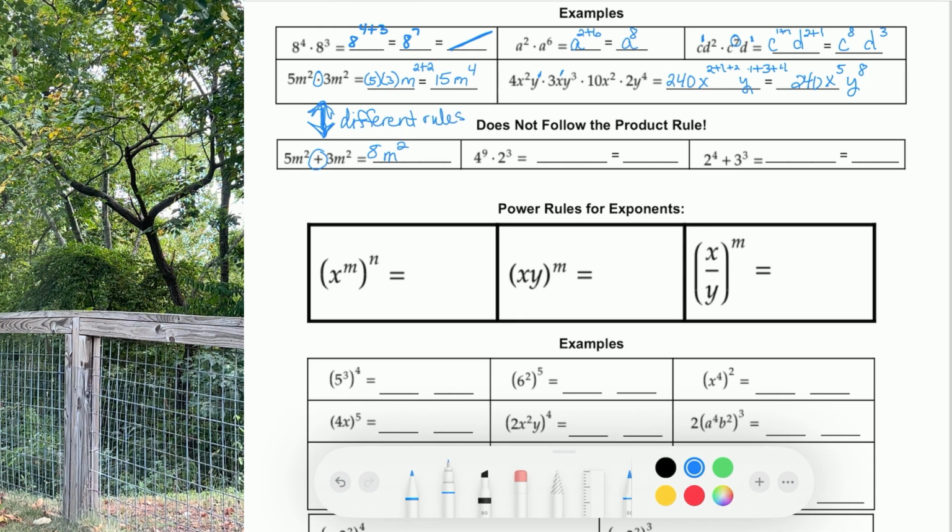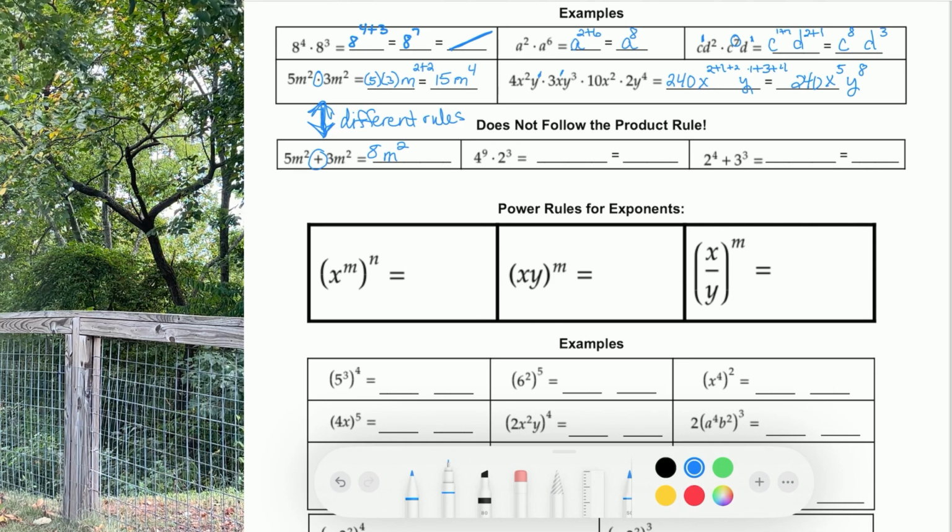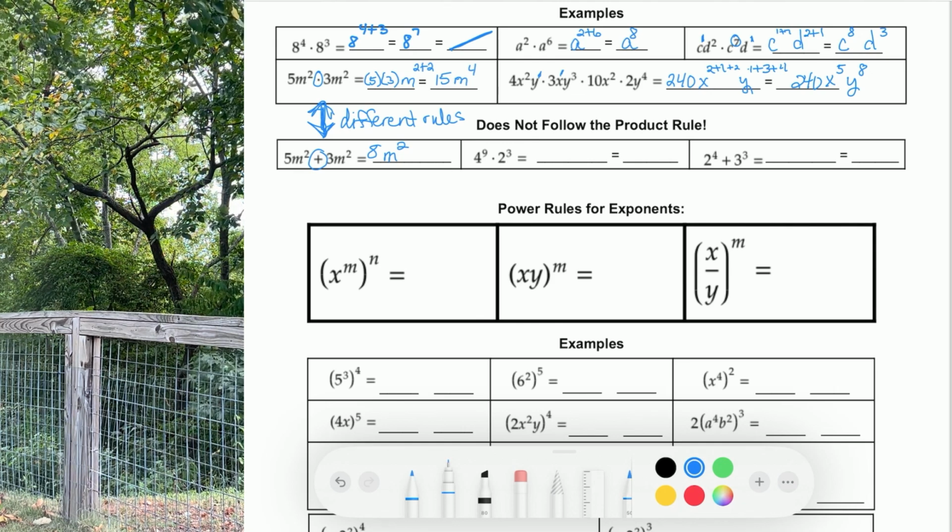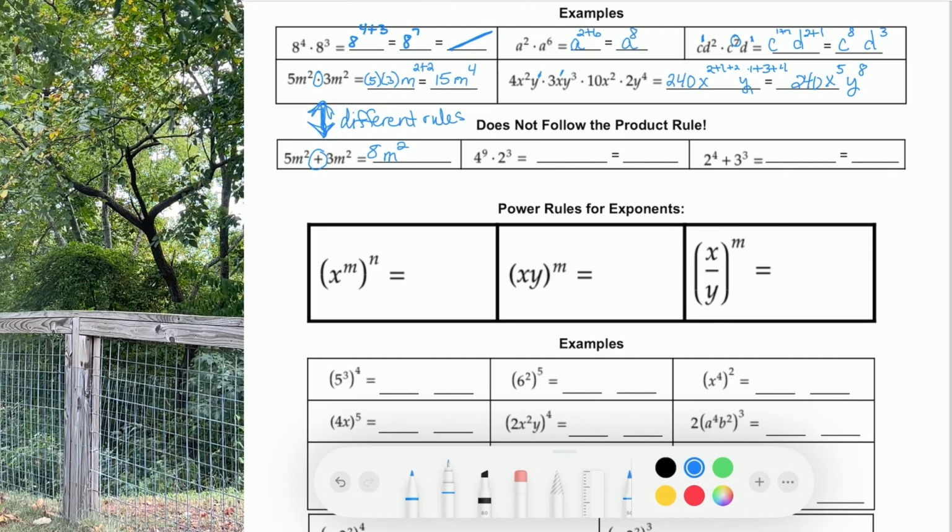And this is where I was saying sometimes students get confused on whether or not to multiply the numbers or not. All right, another example that does not follow the product rule is 4 to the power of 9 times 2 to the power of 3. We cannot use the product rule here because they have different bases. The power of 9 has a base of 4, and the power of 3 has a base of 2. So we can't use the product rule here.